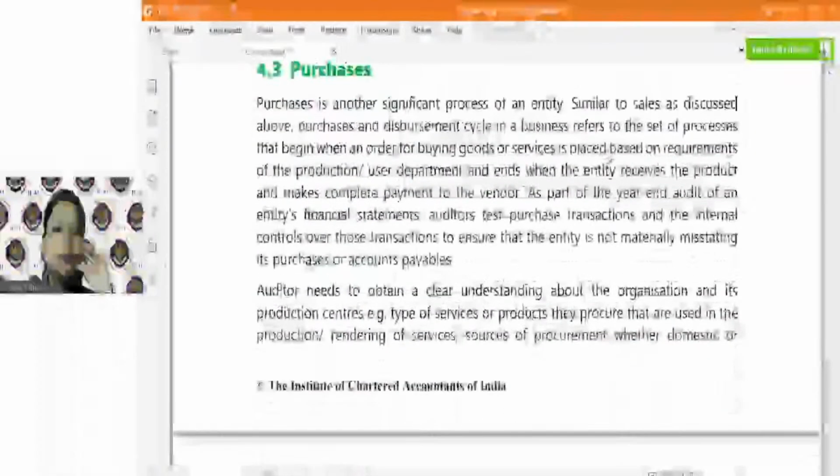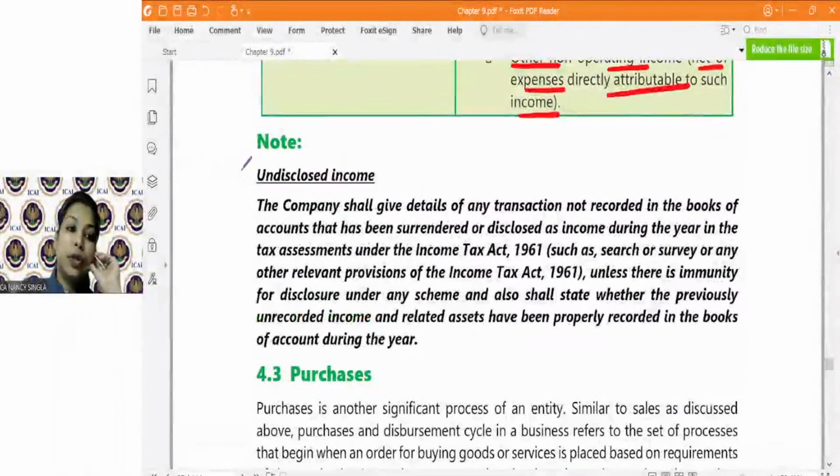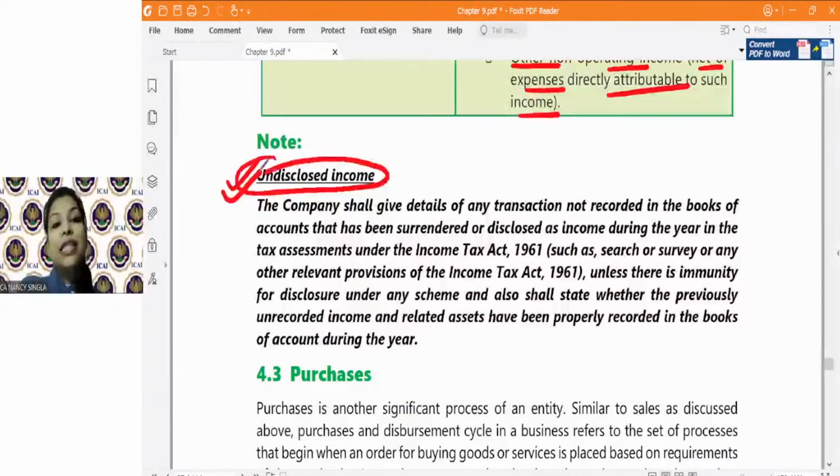ठीक है. Now there is one disclosure requirement with respect to undisclosed income. है ना. So with respect to the recent amendments in Schedule 3, there has been an additional disclosure which needs to be given by the company, which is what? Undisclosed income. So basically the companies are now required to disclose their undisclosed income by themselves.